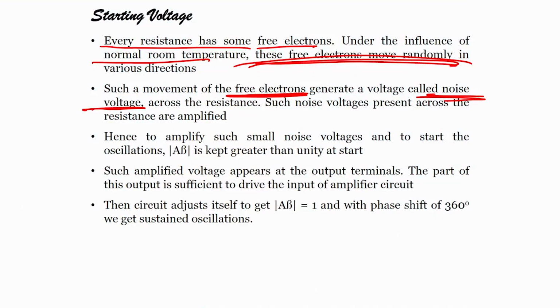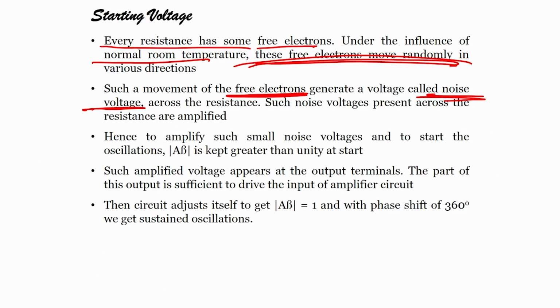Now, to understand how the free electrons and free holes are there at room temperature, and how the movement occurs, we have to understand the physics of semiconductor devices. But let us assume that we know how these things happen, and thus we are assuming that there are free electrons and these free electrons will start moving randomly because of the effect of room temperature. This free movement of electrons will cause a noise across the resistance.